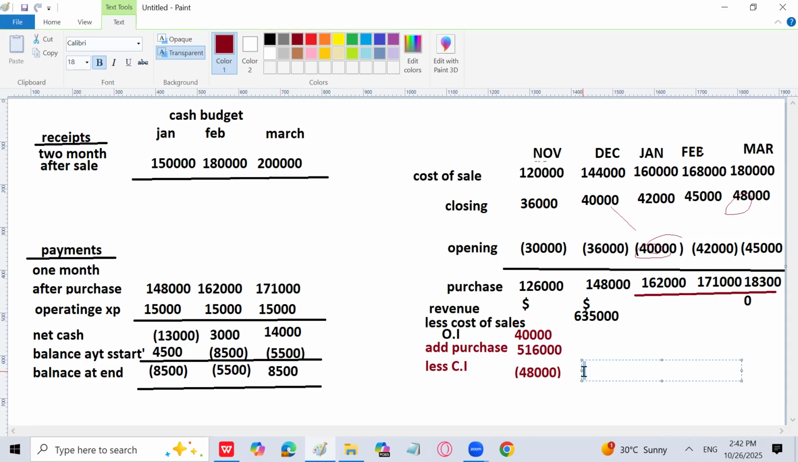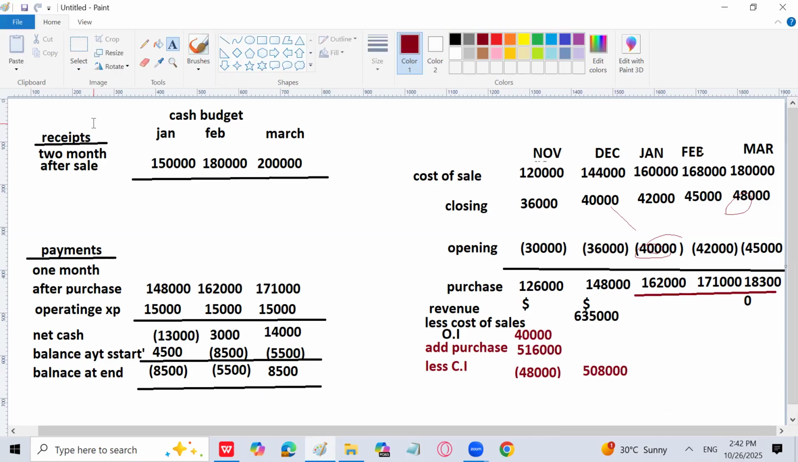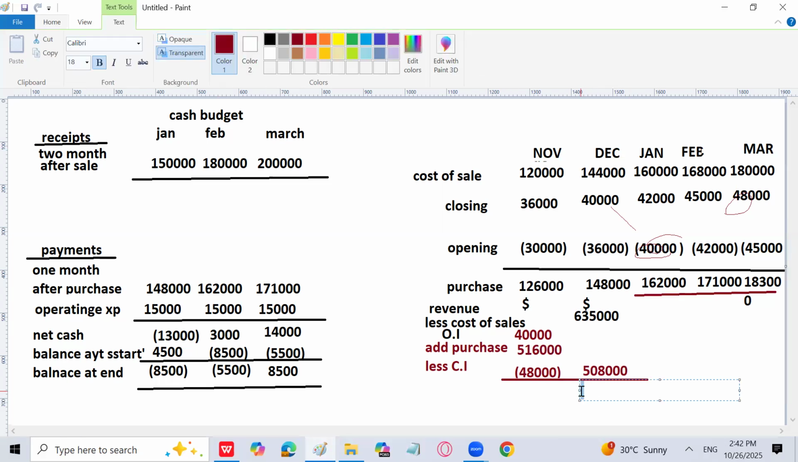Now I can find the cost of sales. 40,000 plus 516,000 minus 48,000. The cost of sales is 508,000. I will subtract it from the sales 6,35,000 to get the gross profit of 1,27,000. And then I'm going to subtract the operating expenses from this to get the profit for the year.